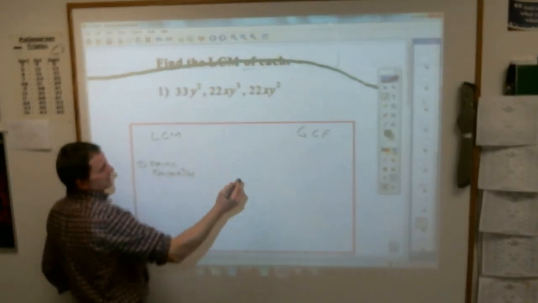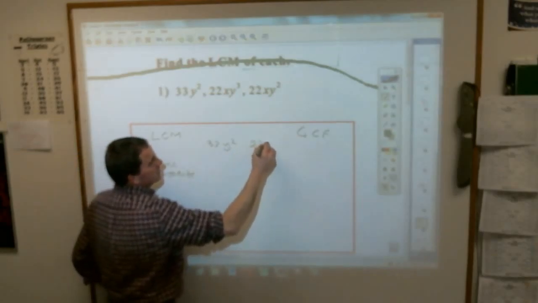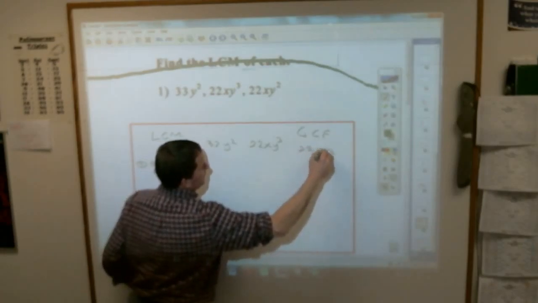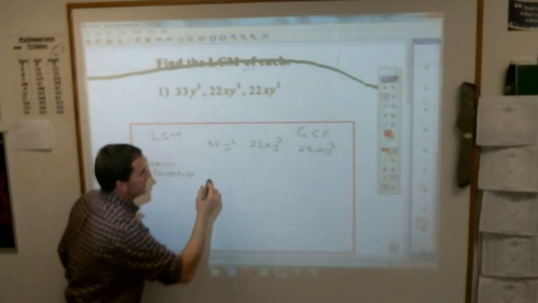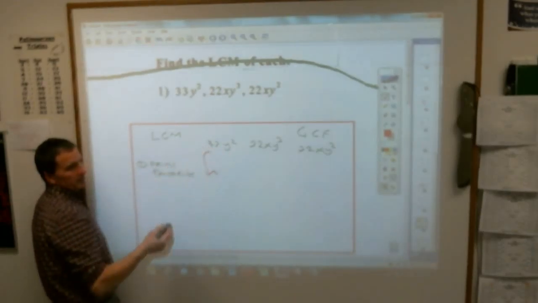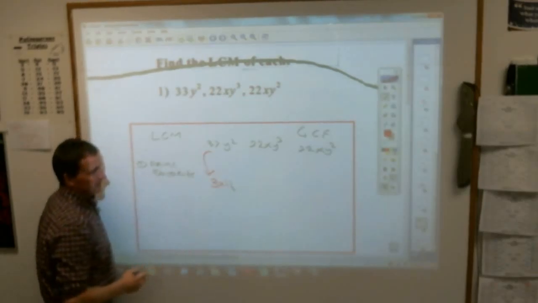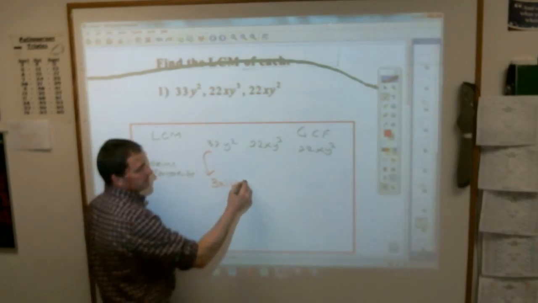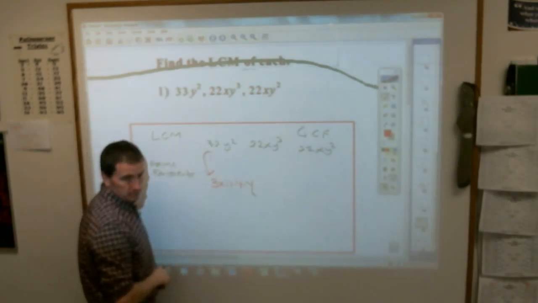Here I've got 33y squared. I've got 22xy cubed, and I have 22xy squared. If I prime factorize those, what do those break into? Well, what times what gives you 33? 3 times 11. What does y squared break down into? Y times y. Are you with me? Y squared, 2 y's, 33, 3 times 11. Stop me there if that didn't make any sense. I'm just trying to factorize it.